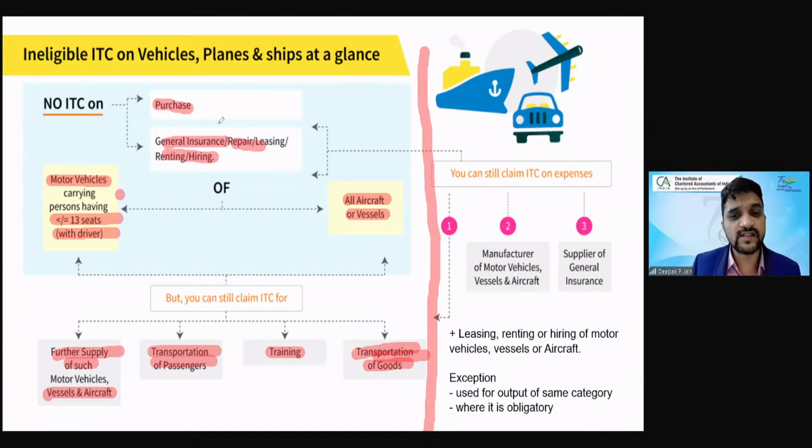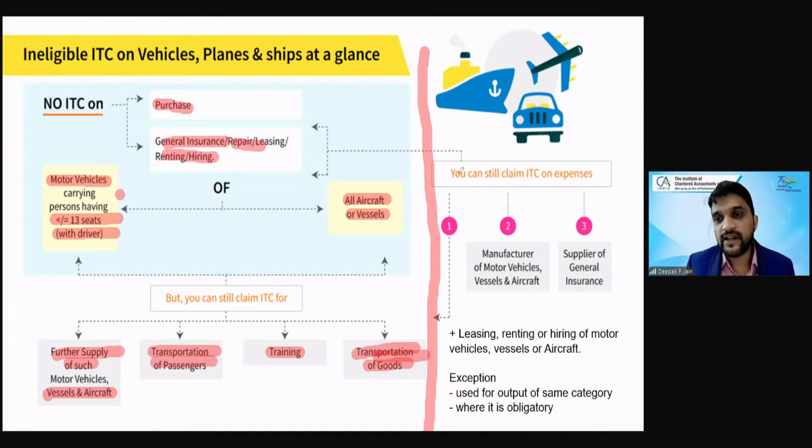GTA usually leases the transport, so no credit ITC. Correct. If they take it on lease, then of course they will not get the credit. Generally GTA would get this credit, but because of the rate, Hardik, they will not get the credit, because they're going for 5%. If they're going for 12%, then on all the inputs they can claim the credit. Right?